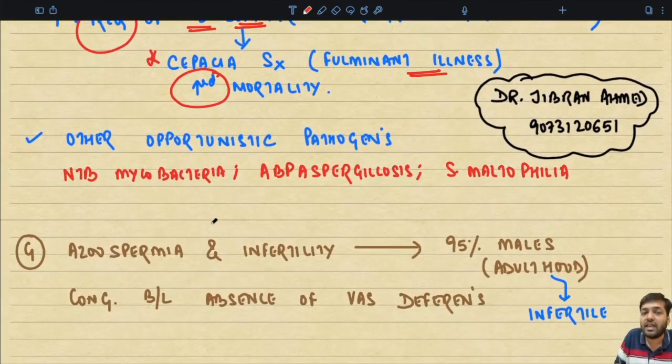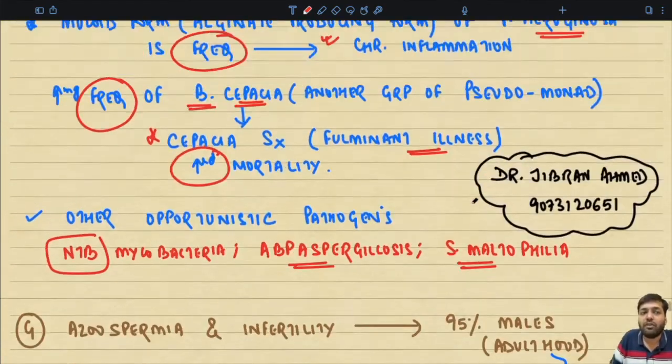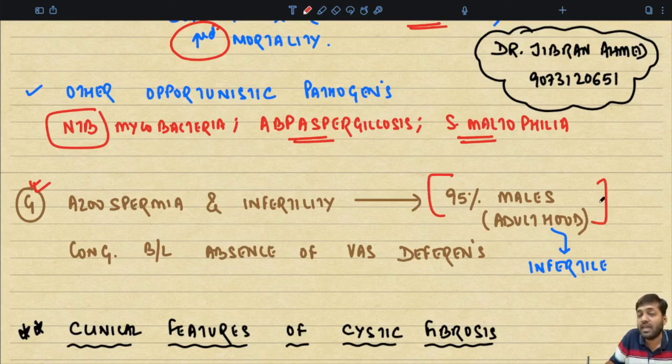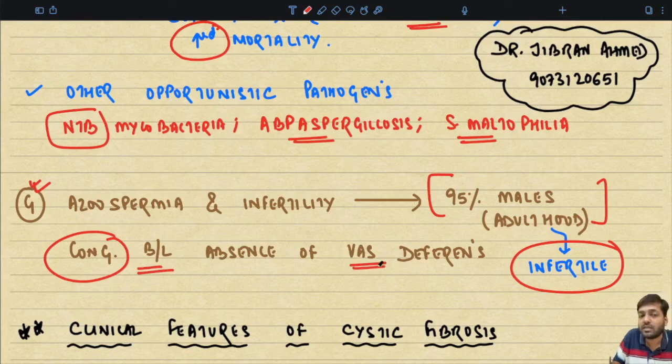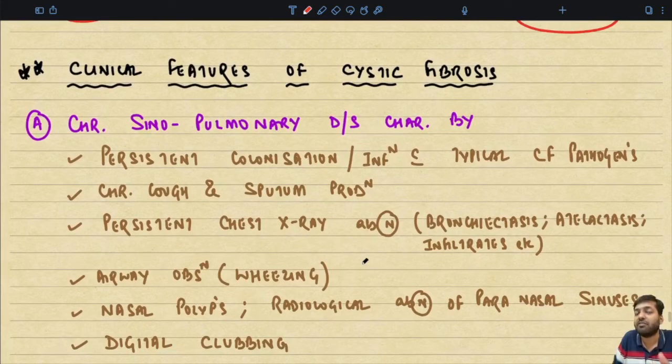Now, other opportunistic pathogens in the lungs include non-tubercular mycobacterial infection, aspergillosis, that is ABPA, and S. maltophilia. And lastly, azoospermia and infertility is affecting 95% of the males. So, 95% of the adult males suffering from cystic fibrosis are infertile, and they also have congenital bilateral absence of vas deferens.